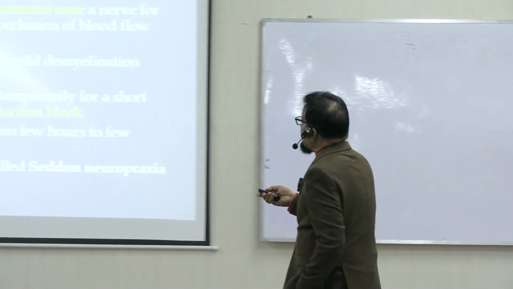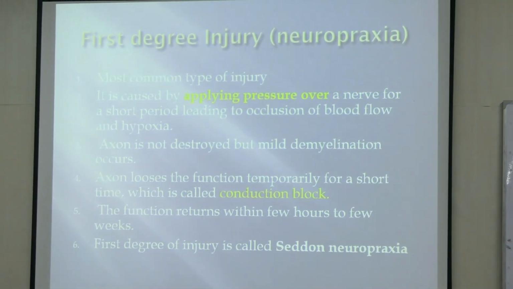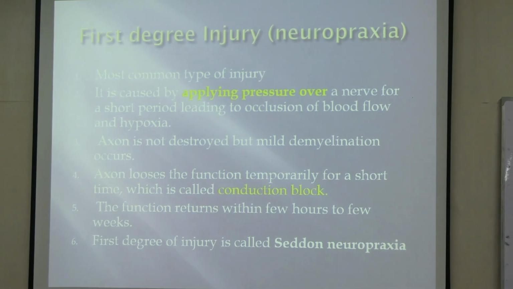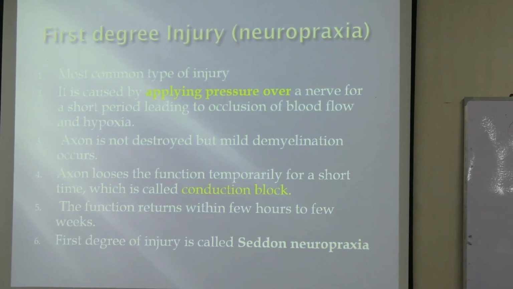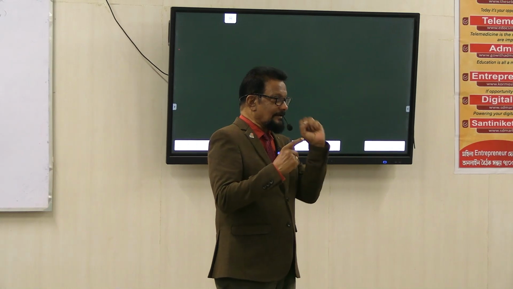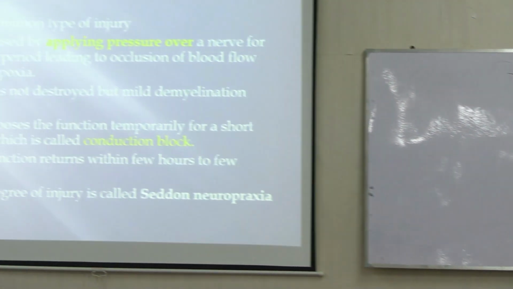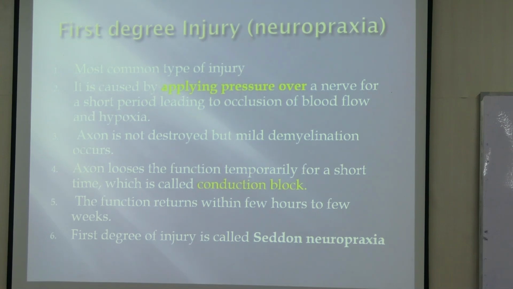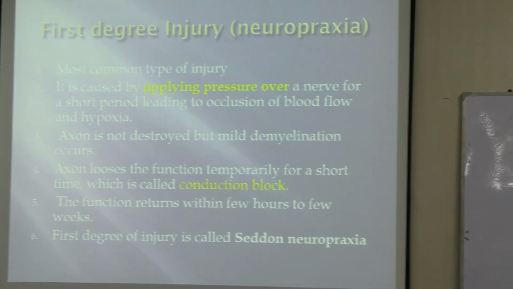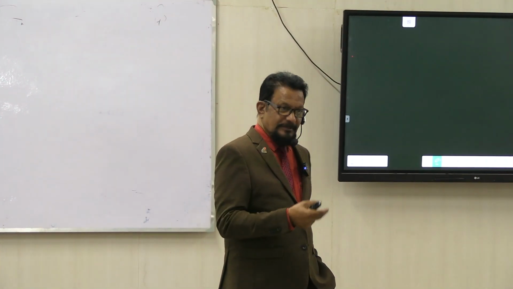So what is written there? It is caused by applying pressure over a nerve for a short period, leading to occlusion of the blood flow and hypoxia. If you apply pressure, there will be hypoxia beyond this level. The axon is not destroyed, but mild demyelination may occur. It will depend on how long you are pressurizing the nerves. The axon loses its function temporarily for a short time, which is called conduction block. The function returns within a few hours to a few weeks, depending on how much pressure I apply.